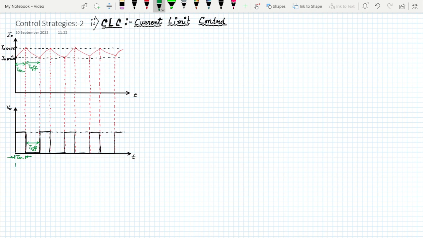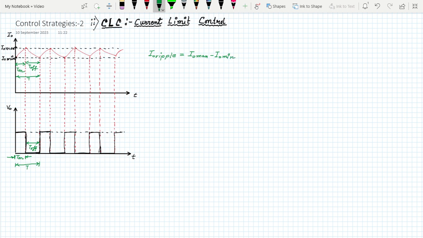So the summation of the T on and T off will give you the total cycle, that will give you the time period T. Here it will be the same as here also, it will be T as before, and this will be the time period. And here something you have to keep in your mind, that the change of this current from I0 min to I0 max will give you the ripple, that is I0 ripple. I0 ripple equals I0 max minus I0 min.